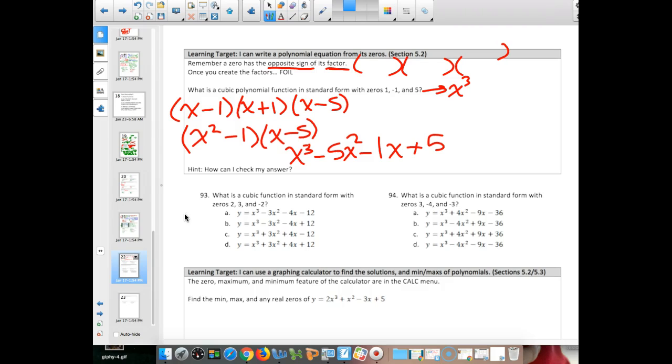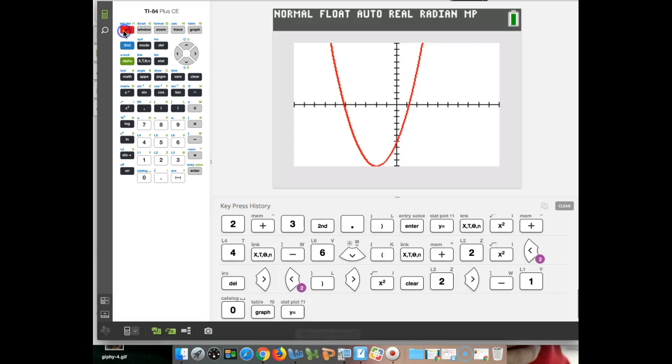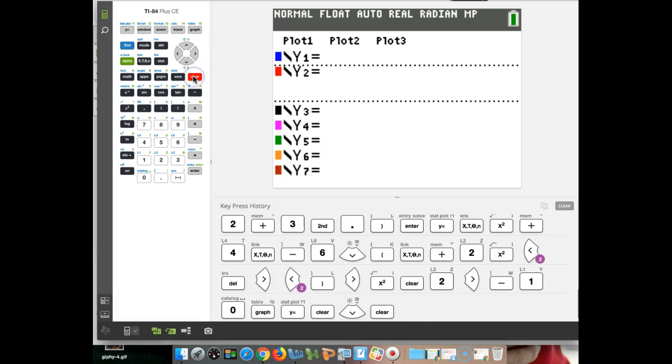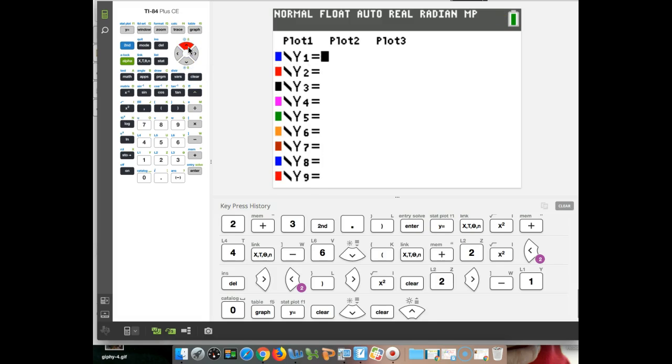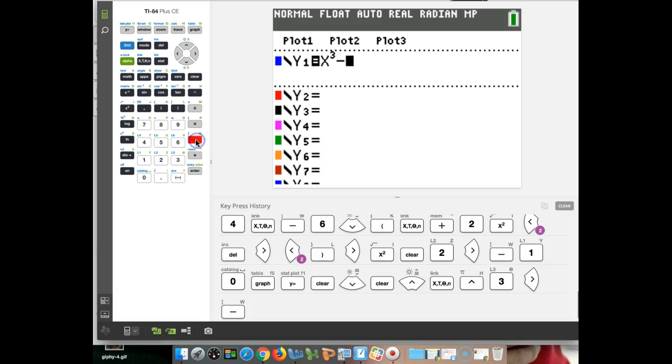Plug it in. So I want you guys to grab your calculator, and I want you to graph this. Everyone's graphing it right now. Okay. So we're graphing this. Clear all that stuff we had in before. All right. So I'm going to have x to the third, minus 5x squared, minus x plus 5. Again, double check that you plugged everything in correct. I'm going to graph it.